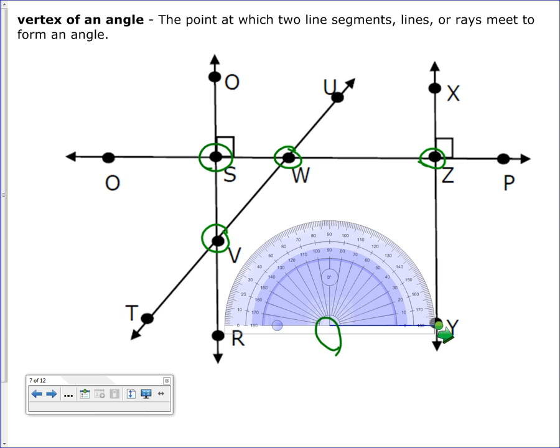On the bottom line of the protractors that you are going to use, there's actually a hole for your pencil. That's where you're going to put that spot, right there on the vertex.